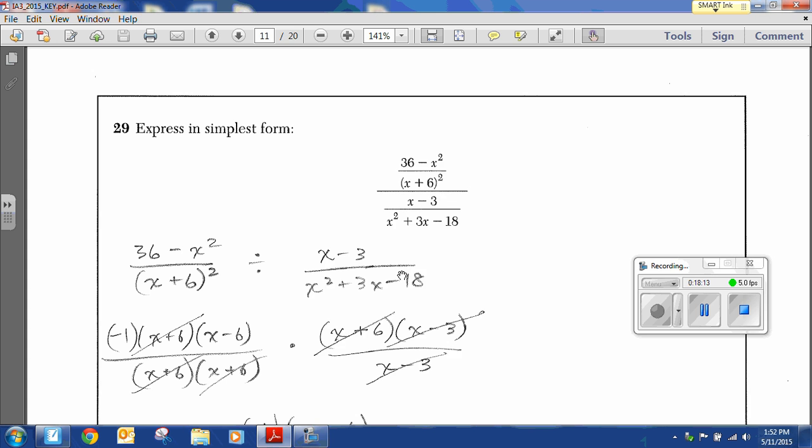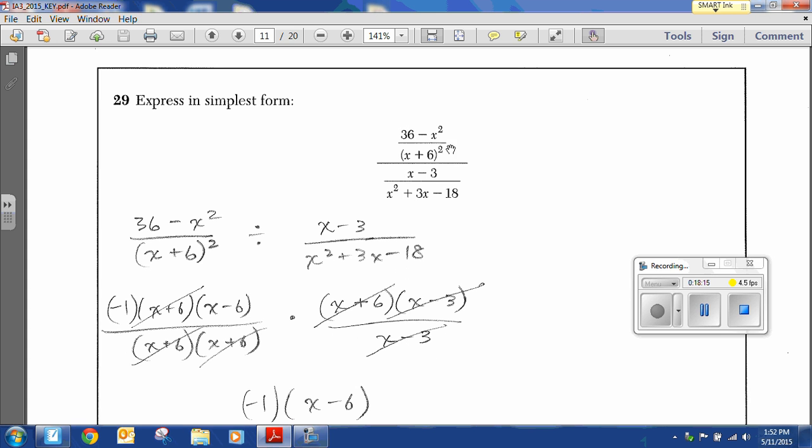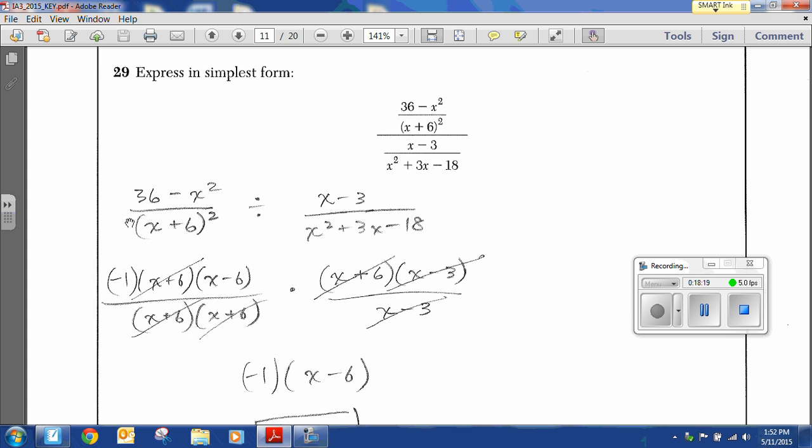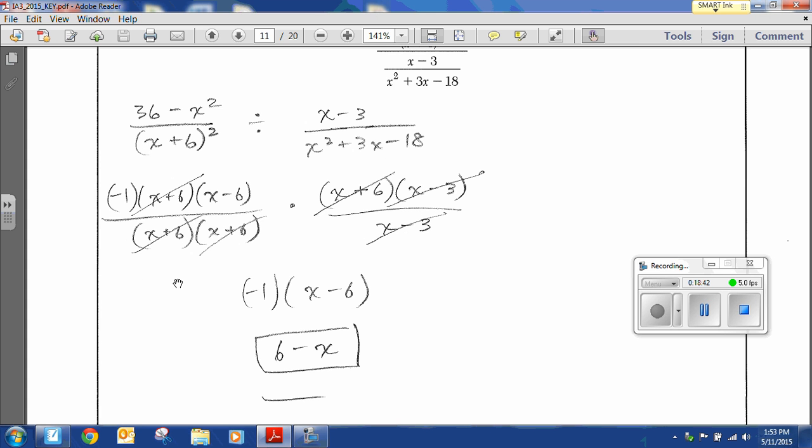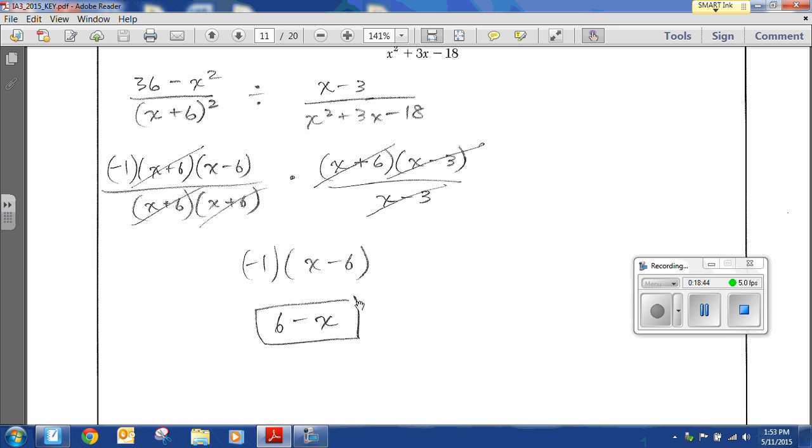Number 29, this is dividing fractions. We need to keep, change, flip. As you can see, I factor out the negative 1 to get x squared minus 36. This is the difference of perfect squares, so we end up with x plus 6, x minus 6. X plus 6 squared is really x plus 6 times itself. I factored this trinomial to x plus 6 times x minus 3. And x minus 3 down here, that slashes with this. Cancel, cancel, cancel, cancel. We're left with negative 1 times x minus 6, also known as 6 minus x.